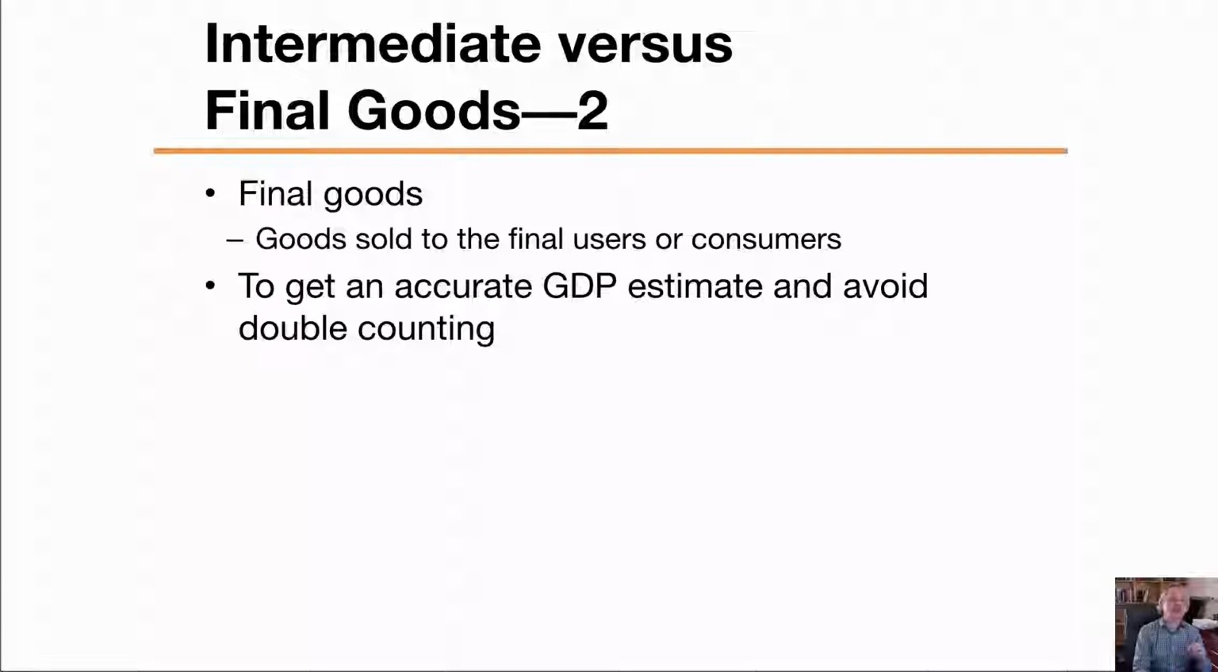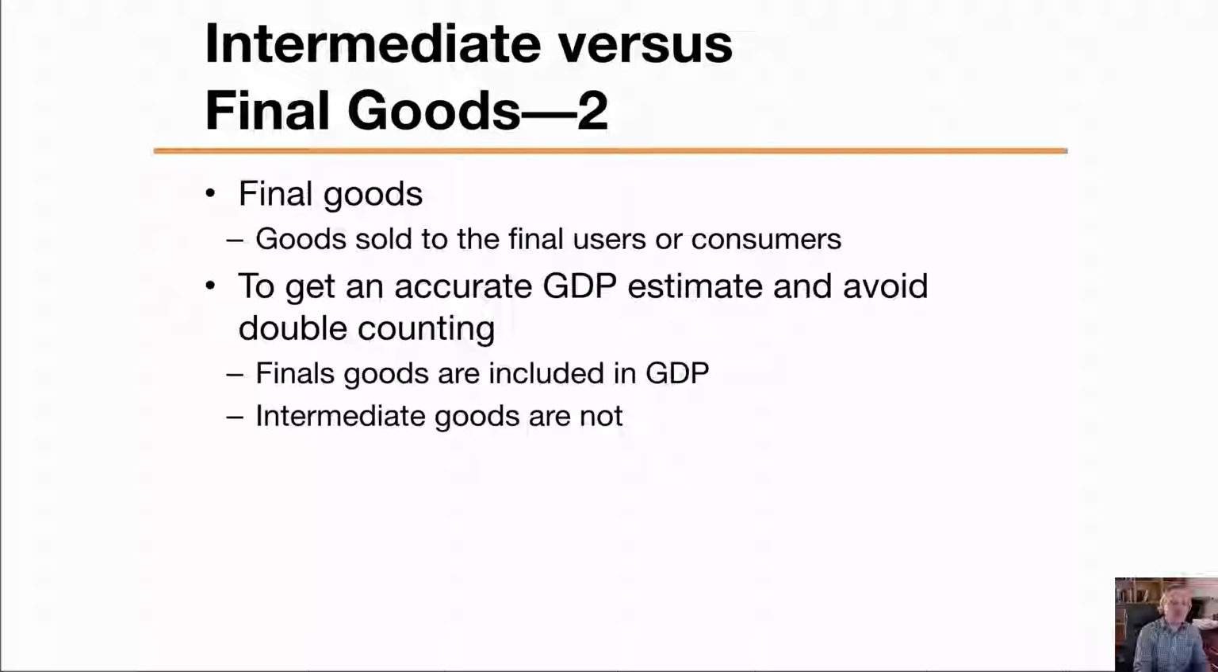So final goods are the goods that are sold to the final user or the final consumer. To get an accurate GDP estimate and to avoid double counting the value of two goods, we only use final goods when we're calculating the GDP for a particular country, or again, state or city, but for the most part, we'll think of country.